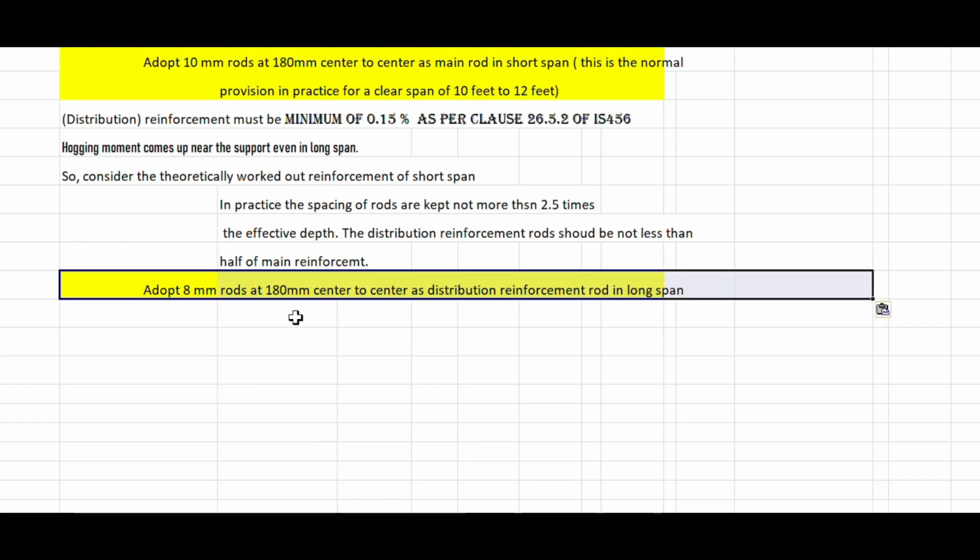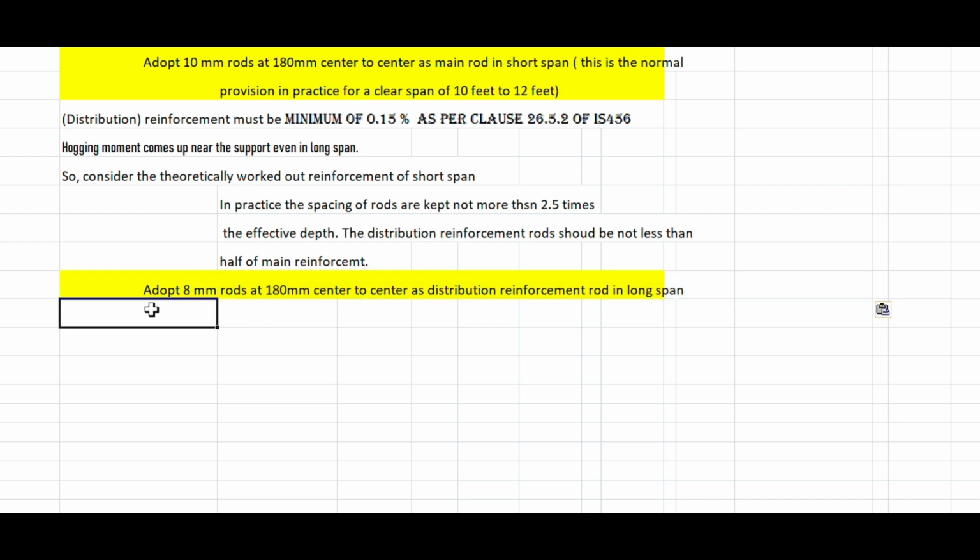Adopt 8 mm rods at 180 mm center to center as distribution reinforcement in the long span. In the short span, we have already provided 10 mm rod at 180 mm center to center. In the long span we are providing this 8 mm rod, which is not less than 50% of the short span reinforcement. This is a practical thing.